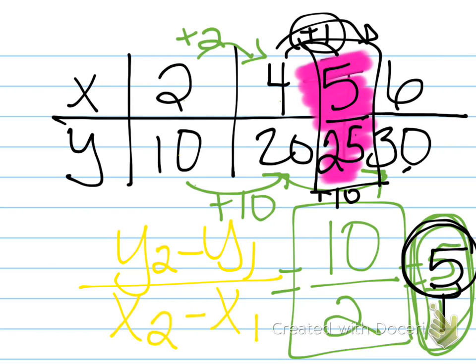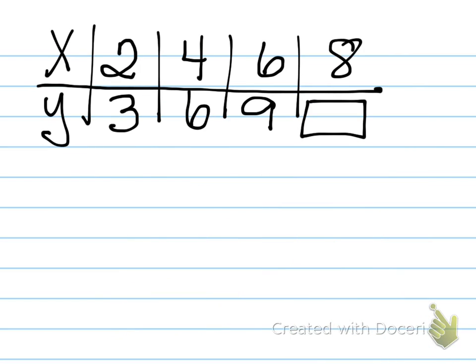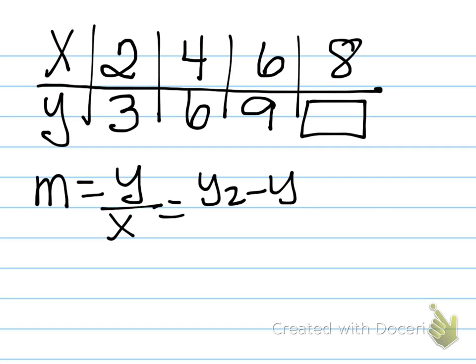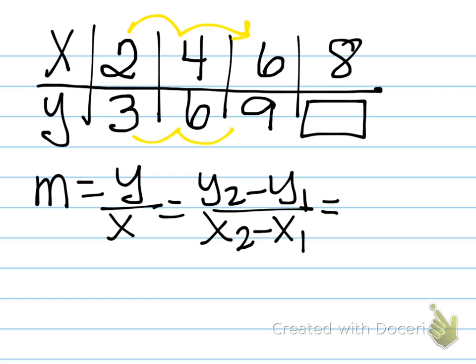So let me give you one more example that you can do by yourself. Okay, look at this table. So what I want you to do is tell me, what is my slope? I want to know how my y is going to move over how my x is going to move. You are more than welcome to use y2 minus y1 over x2 minus x1. Or you can look at how my table is moving from y to y and x to x. Okay? Pause the video, and then I want you to give it a shot.